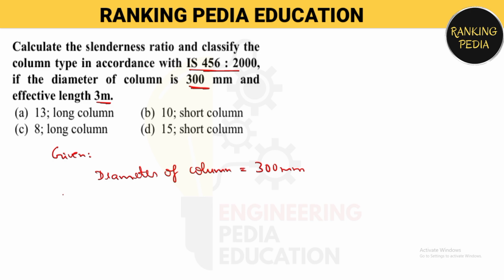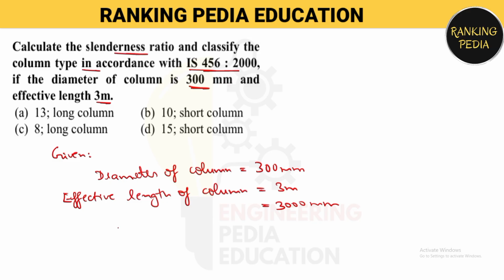Next is effective length of column, which is 3 meter. When 3 meter is converted into mm, it is 3000 mm. Slenderness ratio we have to calculate. As question says, calculate slenderness ratio and classify the column type. First we need to find out slenderness ratio.